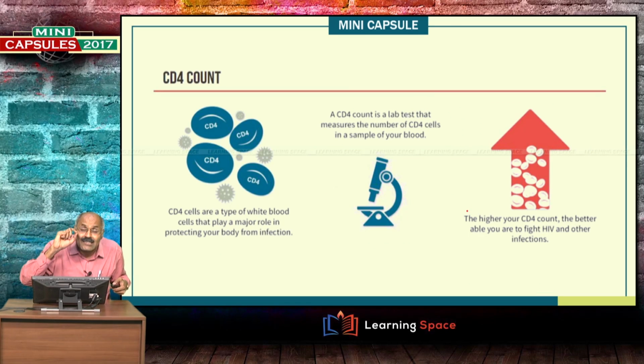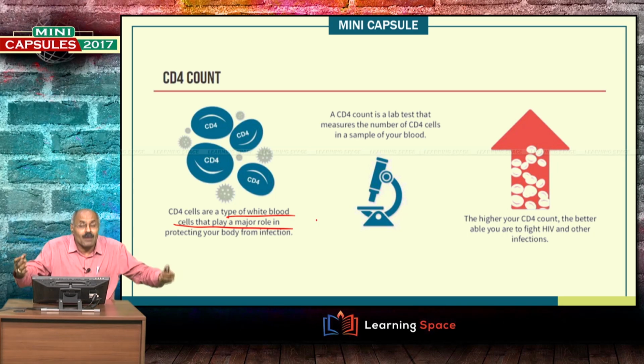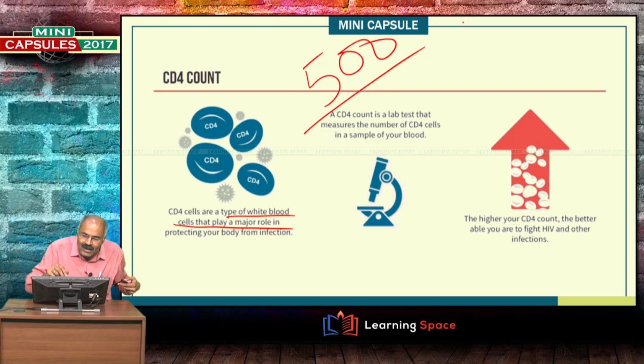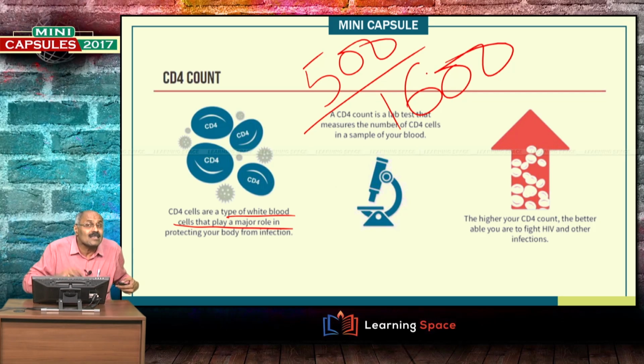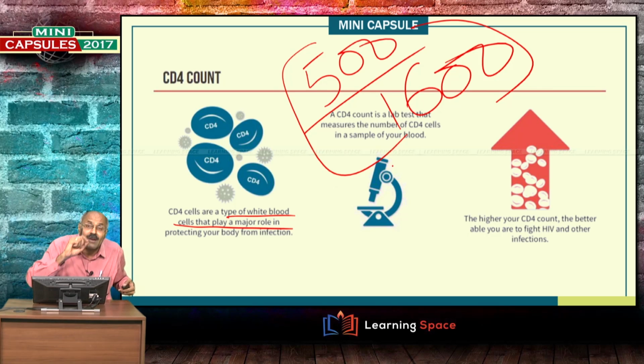Please look into this slide. CD4 count. CD4 cells are a type of white blood cells that play a major role in protecting the body from infections. In a healthy individual, the CD4 count must be between 500 to 1600 cells per cubic millimeter.